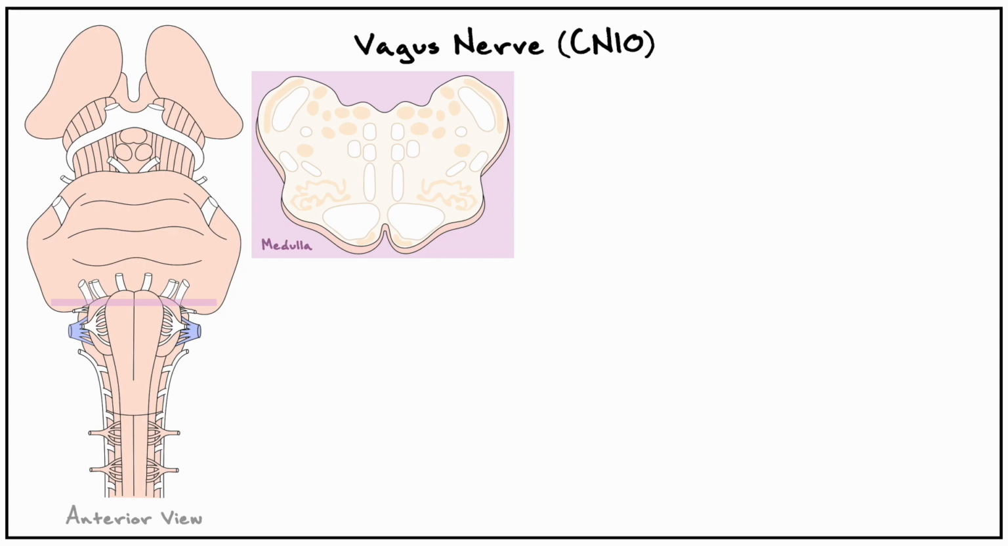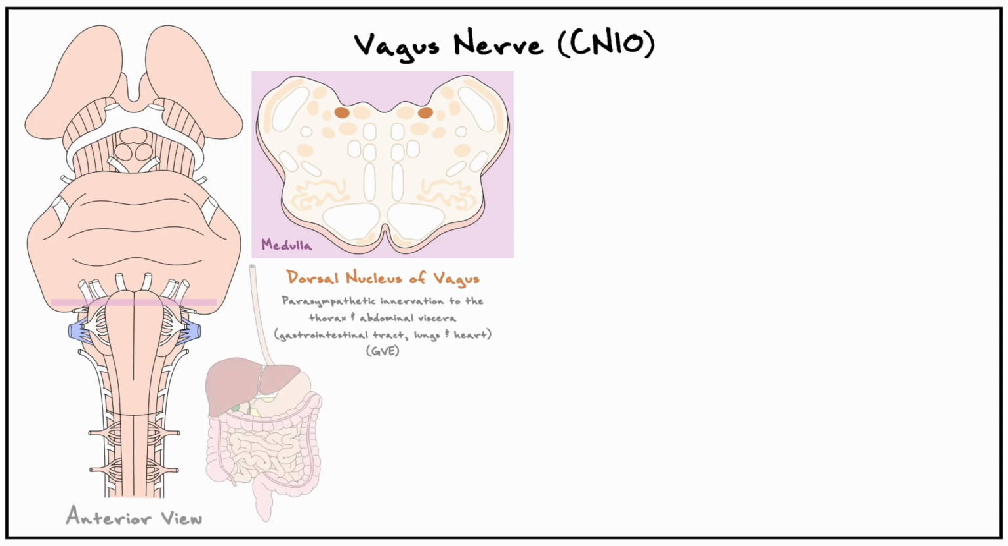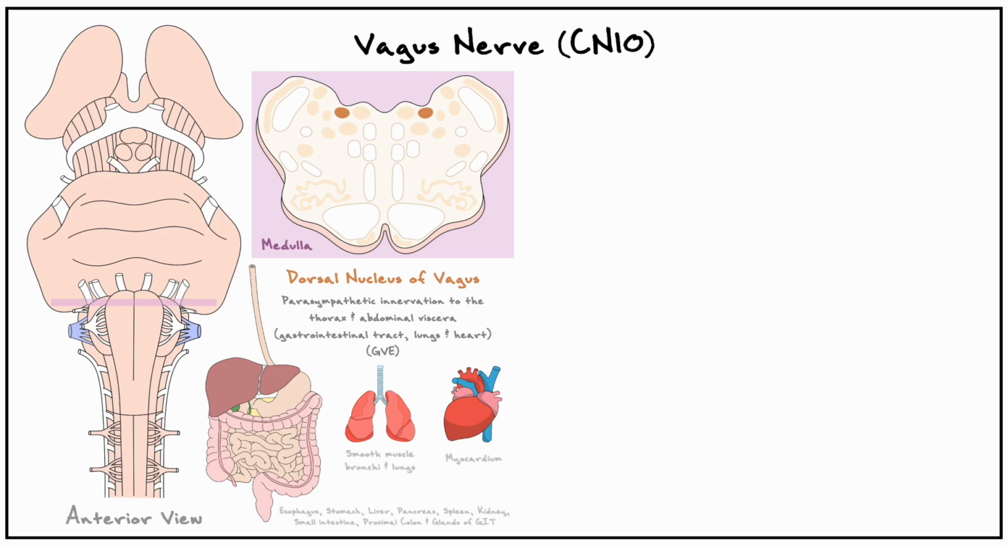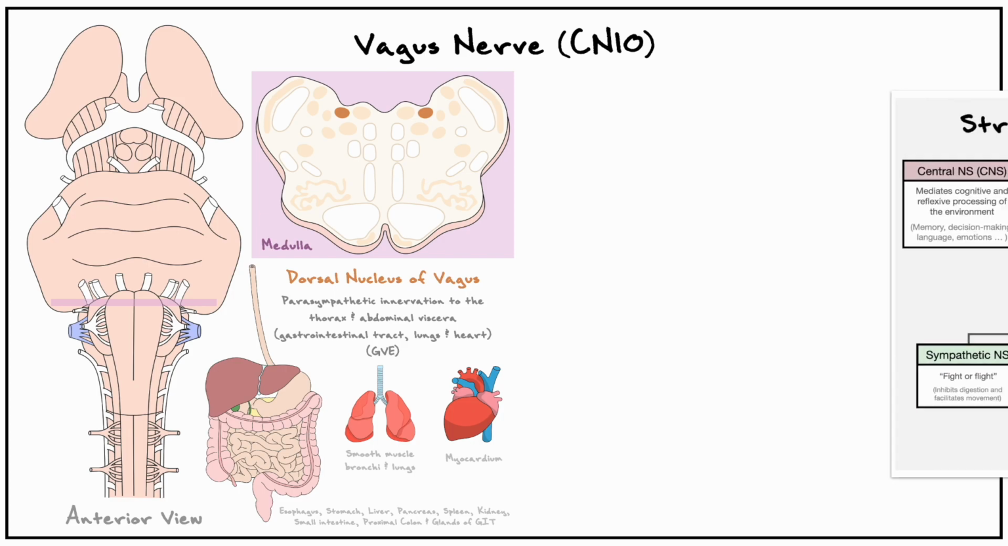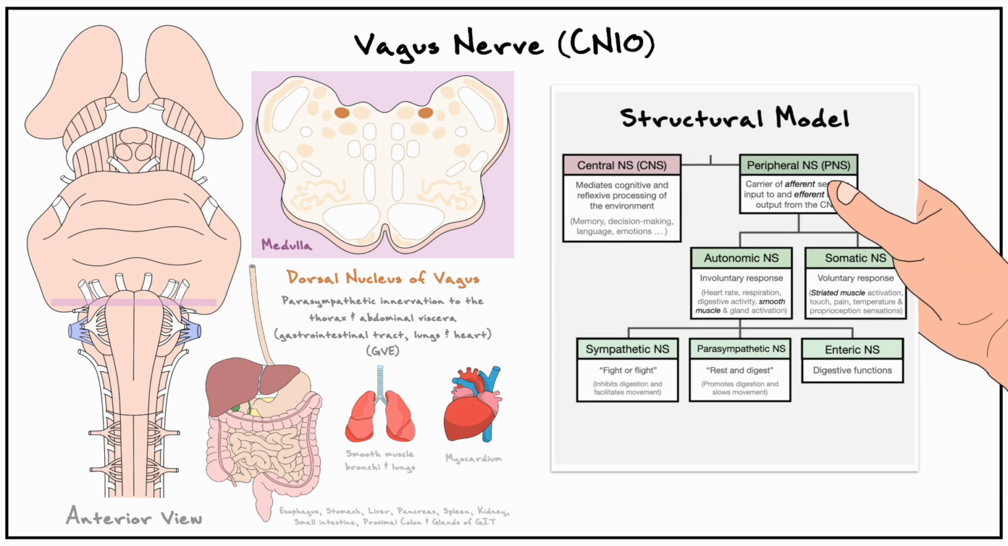This aspect can be appreciated from the first important nuclei, the dorsal nucleus of vagus. This nucleus provides parasympathetic innervation to the gastrointestinal tract, the lungs, and the heart. To be more precise, the more extensive list of structures that it supplies are the following, which you can consider if you need to. Remember that the main purpose of the parasympathetic nervous system is to promote digestion and slow down movement to conserve energy.